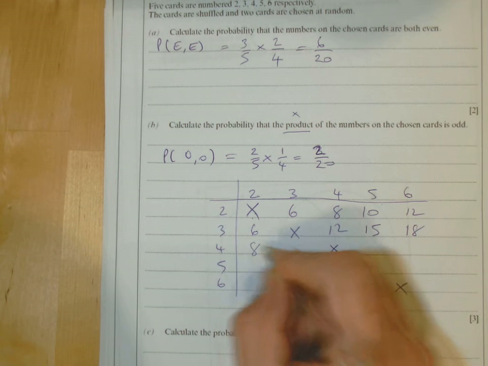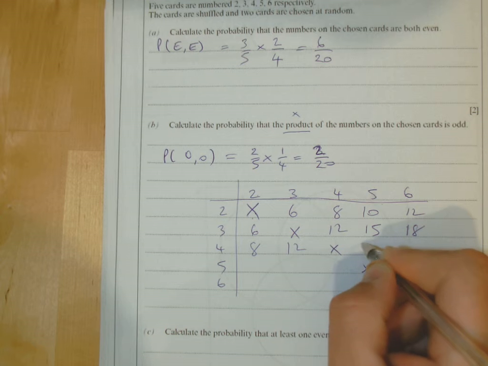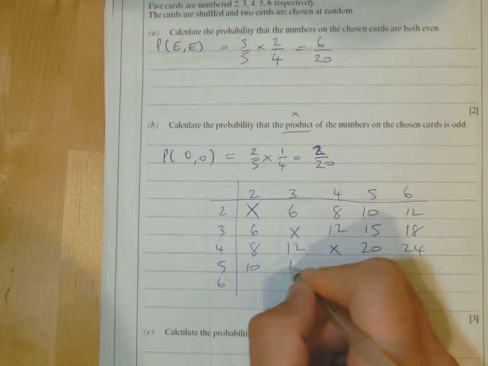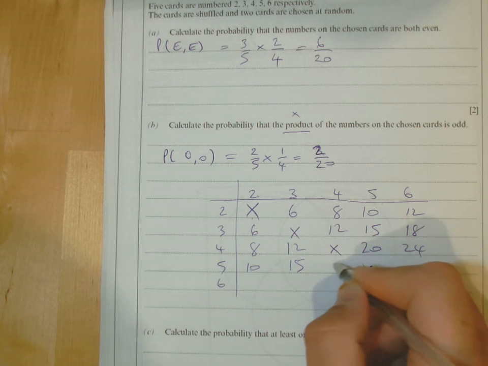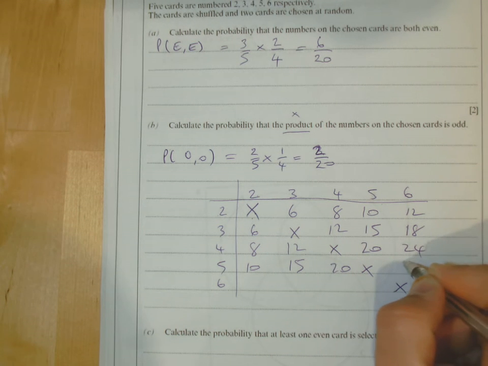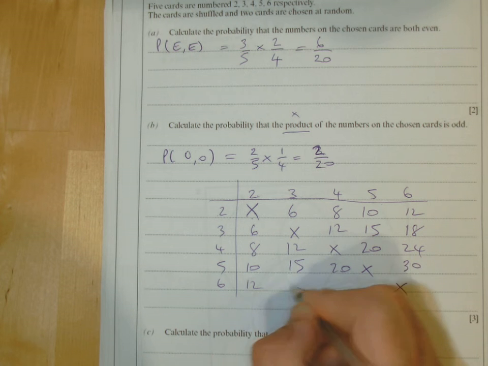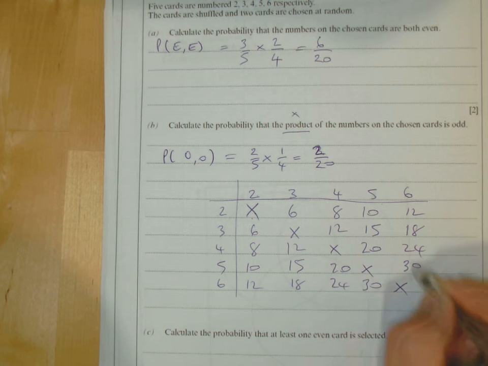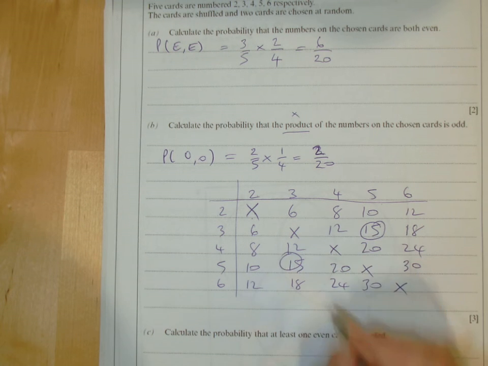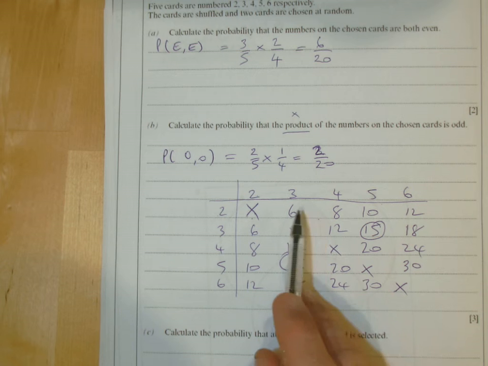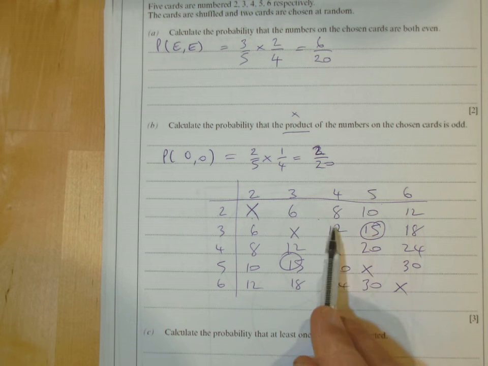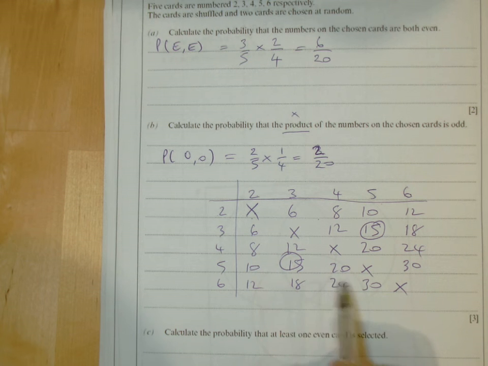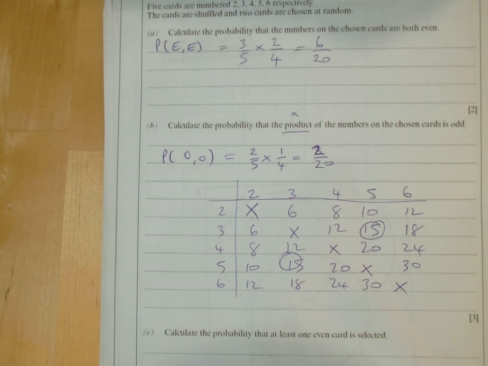So then you've got 8, 12, 20, 24, 10, 15, 20, 30, 12, then 18, 24, 30. And the only ones that are odd are here. There's 2 of them, and how many possibilities are there? 1, 2, 3, 4, 5, 6, 7, 8, 9, 10, 11, 12, 13, 14, 15, 16, 17, 18, 19, 20. 2 out of 20, exactly what I got up there.